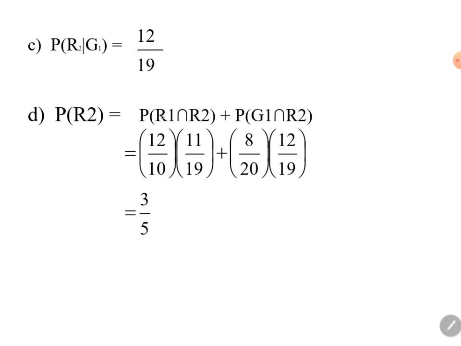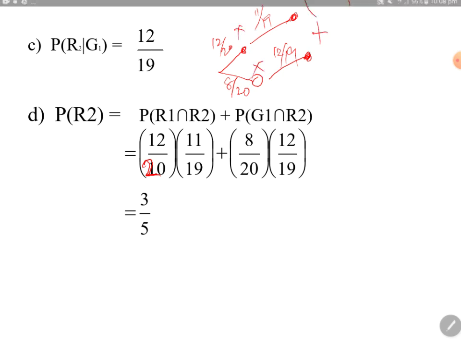What is the probability of getting the first red? It will be 12 over 20, not 10, but 20. Then multiply to get red on the second branch, which is 11 over 19. The first red and the second also red: 12 over 20, 11 over 19. And then for the second case, the first is green, which is 8 over 20, and the second ball is red, which is 12 over 19. So we multiply along the branch and then add up these two cases. So we get 3 over 5.